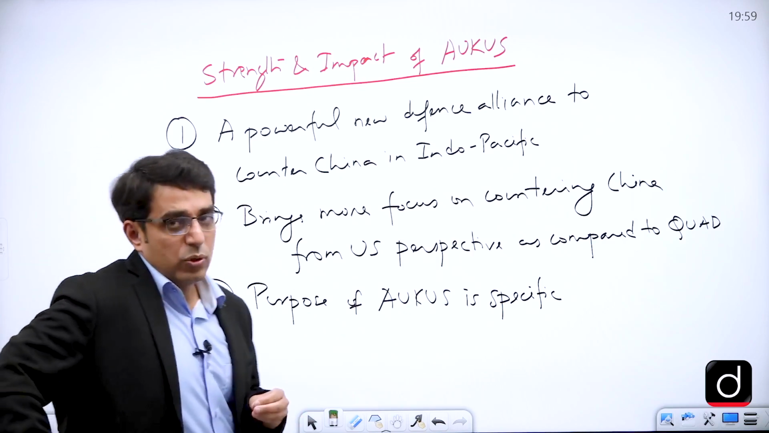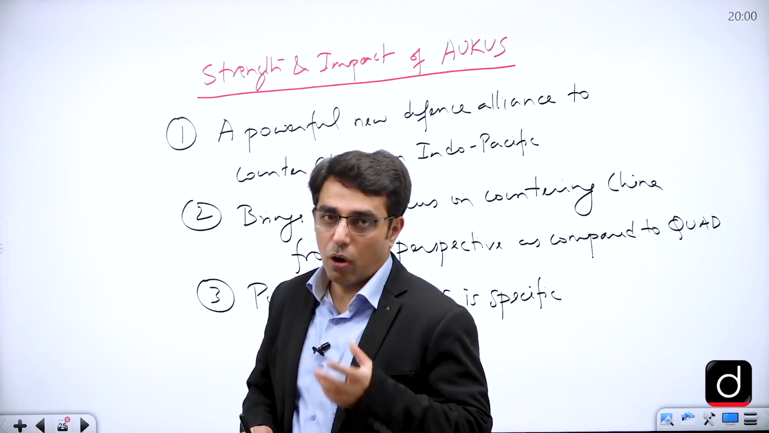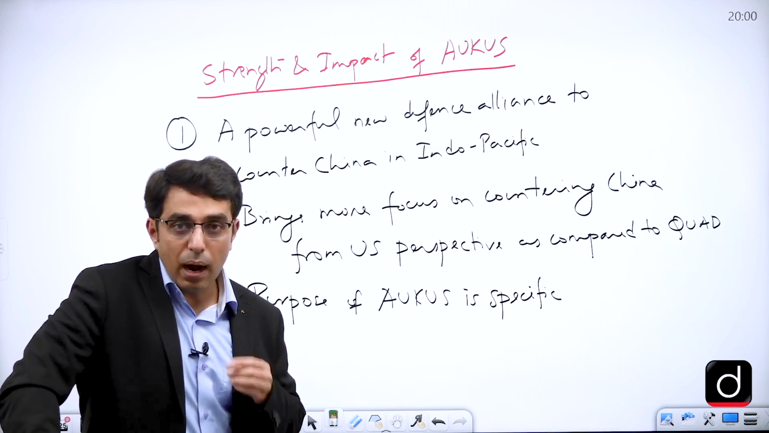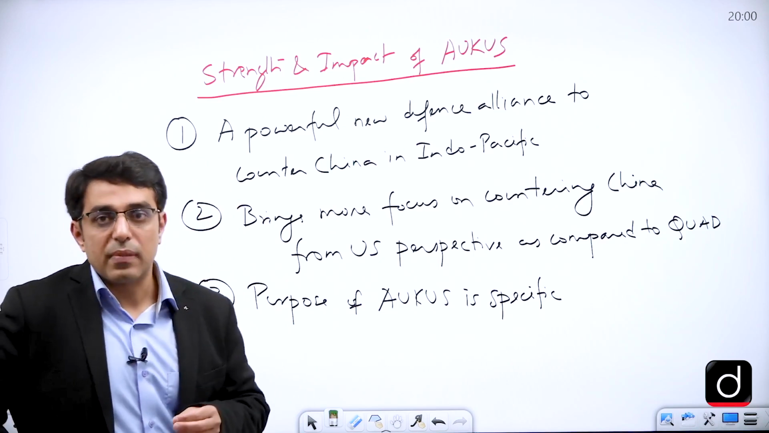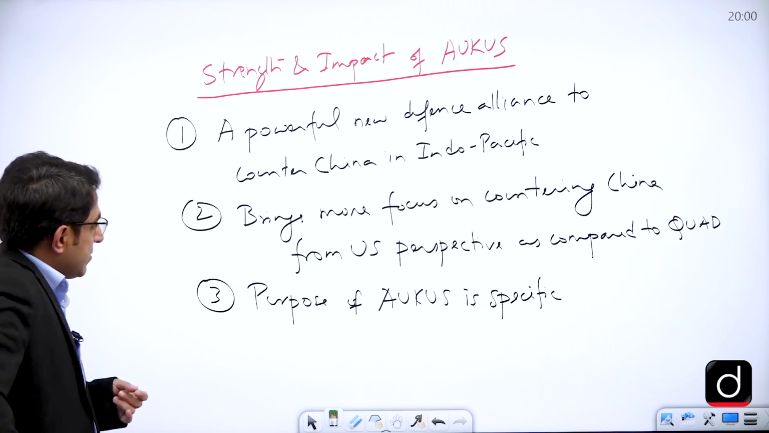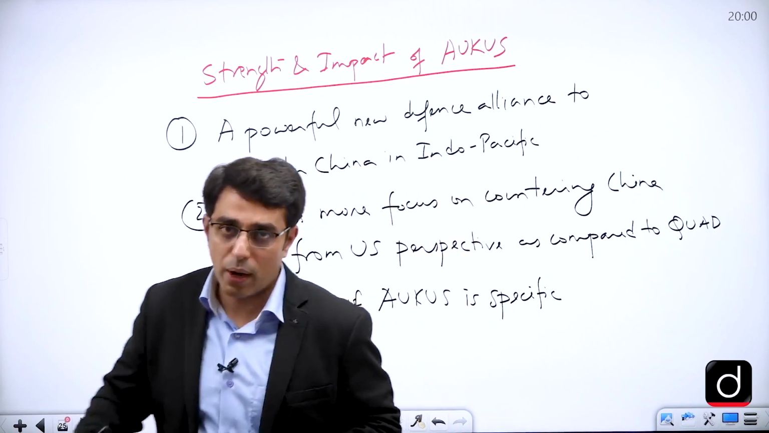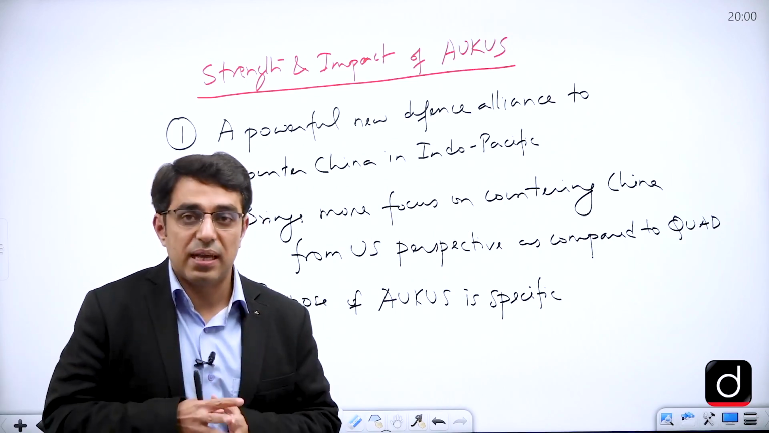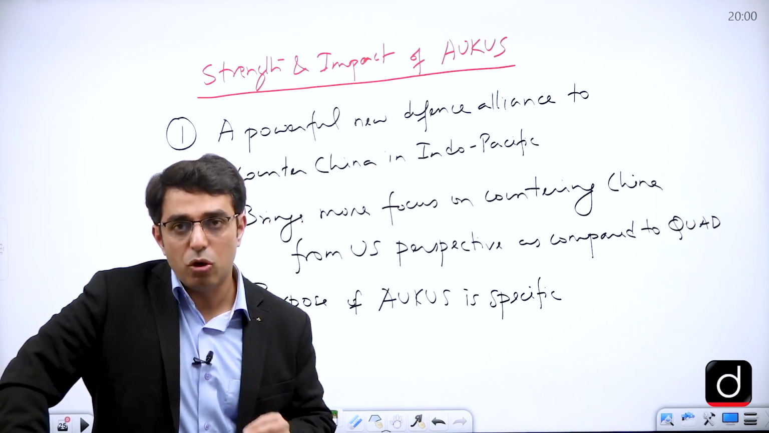Secondly, with Quad, the US was not getting proper traction to militarily counter the Chinese rise, and now with the formation of AUKUS, it will allow the US to equip Australia with nuclear powered submarines. Nuclear powered does not mean that they will be armed with nuclear weapons, they will only be powered by nuclear energy, and that will allow the Australian Navy to counter the Chinese naval threat in the Indo-Pacific region. That is another point that we can write. And thirdly, what we need to address is that the purpose of AUKUS is very specific, unlike Quad, which is more broad based. It is a security alliance, with the aim to counter the Chinese threat against the allies of the US, and to ensure that the Indo-Pacific region remains free, open, inclusive and rules based.